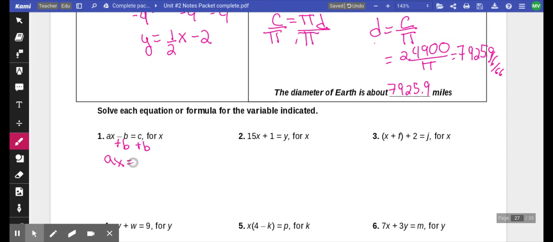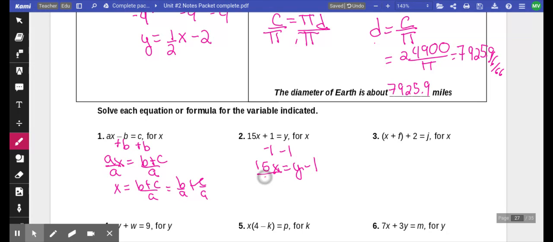And then I have ax equals b plus c. I then divide everything by a. So x equals b plus c over a. Or you could say b over a plus c over a. This one, number 2, I'm going to solve for x. So again, I'm going to subtract 1 from both sides. I get 15x equals y minus 1. And then I divide everything by 15. And I get x equals y minus 1 over 15.